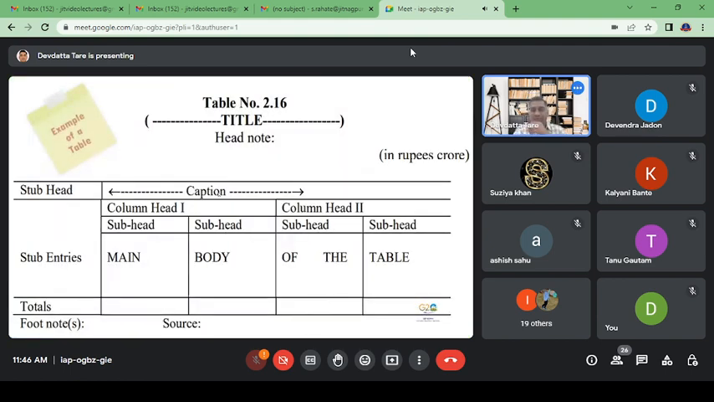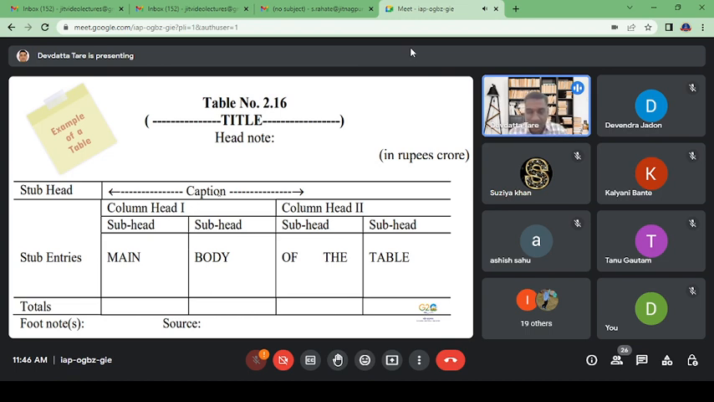Now, this is an example of a table. What all things is it having? First, it has a table number. Then it has the title. Then it has the stub. I have mentioned what a stub is: it is nothing but the name of a row. So it gives the stub head and stub entries. Then columns are nothing but the vertical arrangement of data, and rows are horizontal. Columns are in a vertical order, and rows are in a horizontal order.